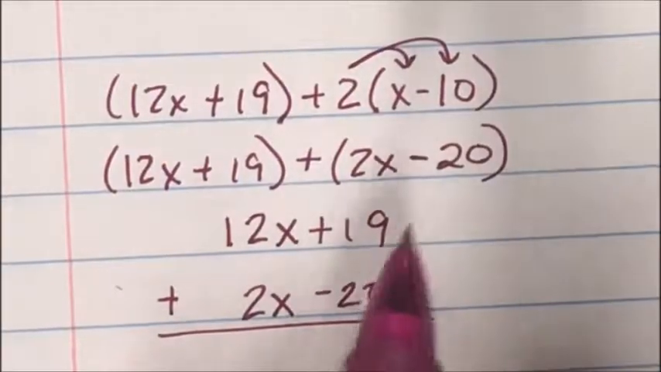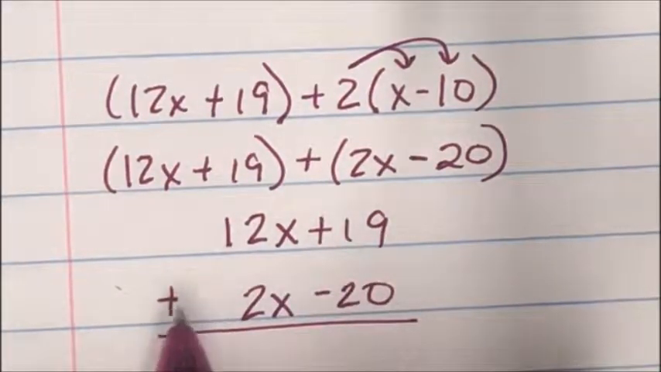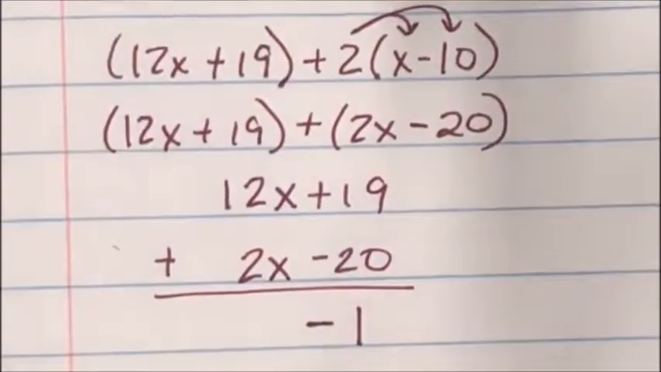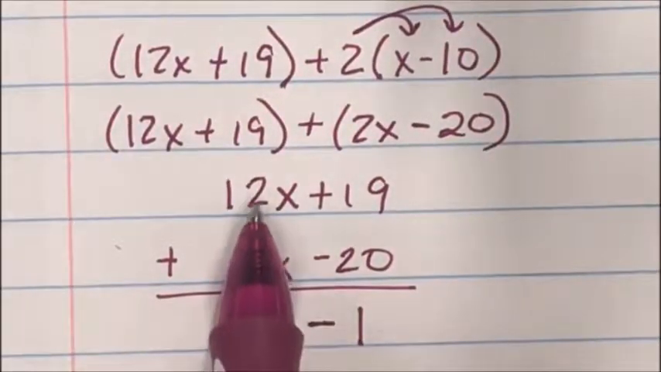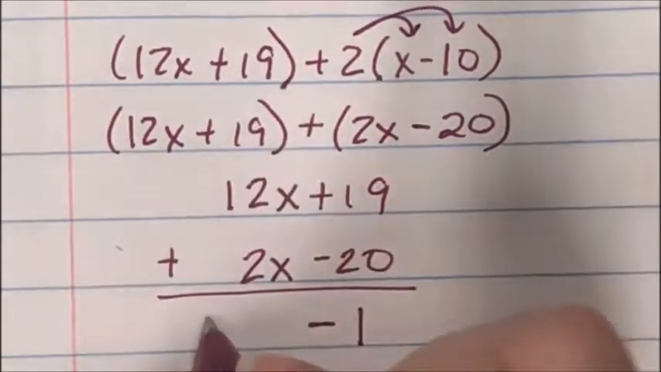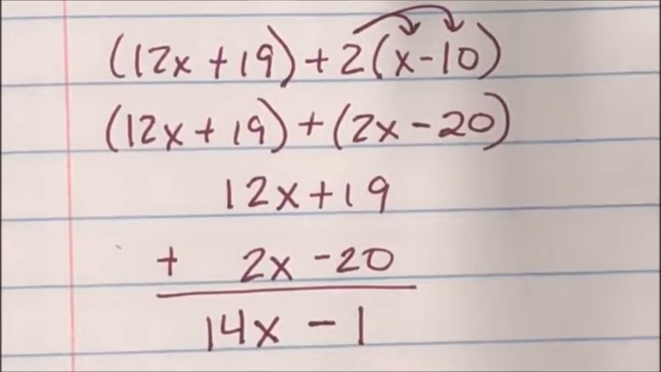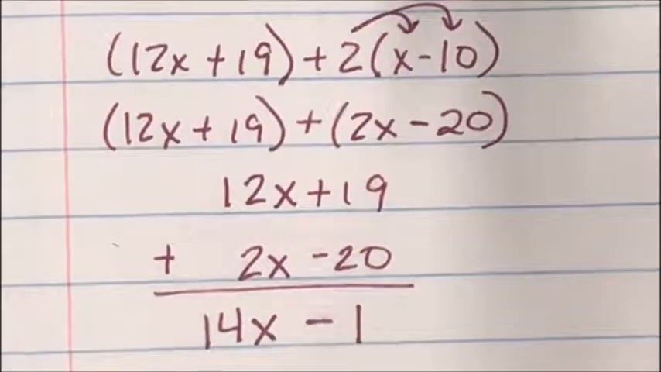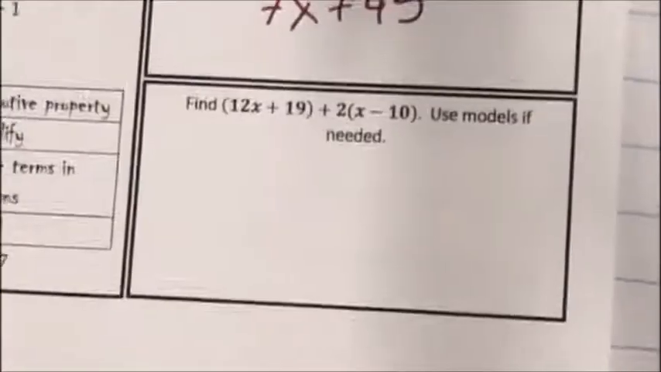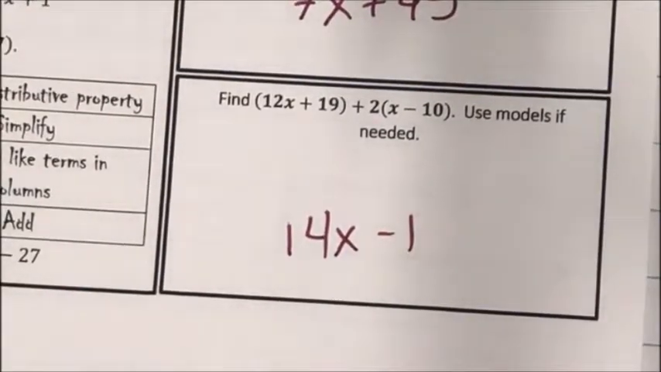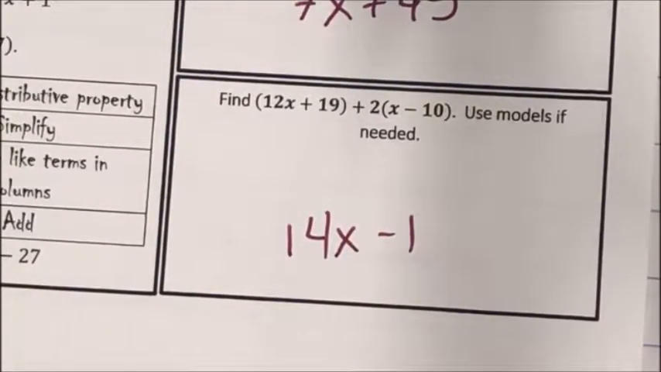Okay. When I do this, I have 19 plus negative 20, which gives me a negative 1. And then I have 12x plus 2x, which gives me 14x. So my linear expression is 14x minus 1. And that is my final answer. That is the end of lesson 6.